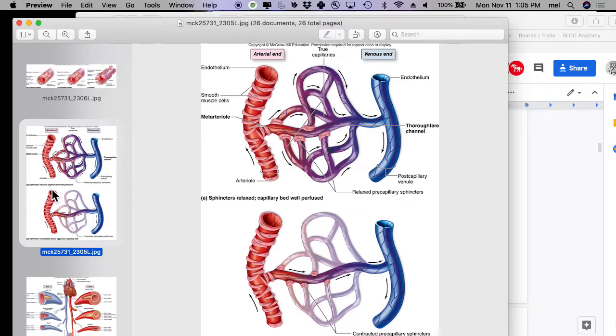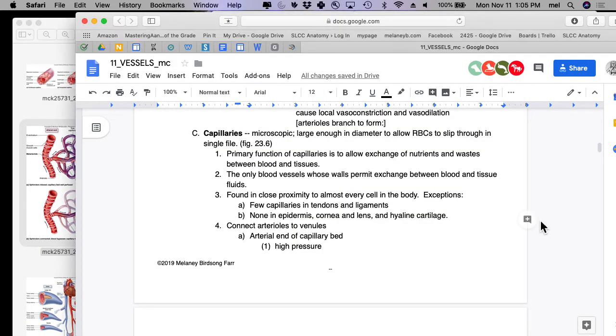You have a test on Wednesday, and what does it cover? Brain, spinal cord, spinal nerves, autonomic nervous system, and heart. Okay. Not vessels, yes. Okay. But you're doing this in the lab, so this will be helpful to you.